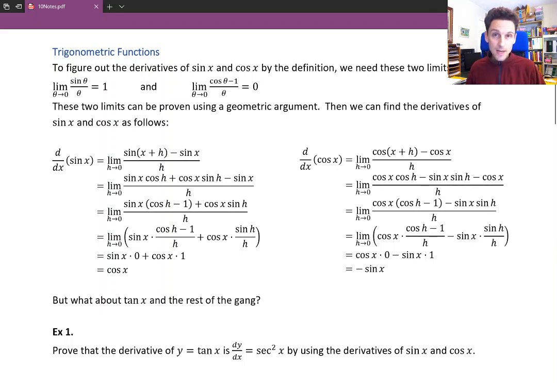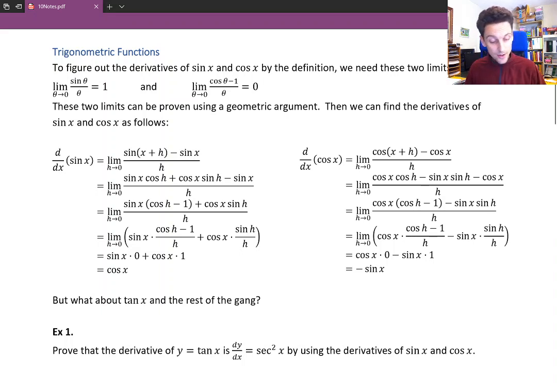You can do the same kind of thing for the derivative of cosine x. Use the definition of the derivative. So you'll have cosine of x plus h minus cosine x all over h. Expand out the cosine of x plus h using the addition formula for cosine. Remember, the addition formula for cosine flips the sign, so if it's x plus h, you're going to have a minus between the cosine x cosine h and the sine x sine h.